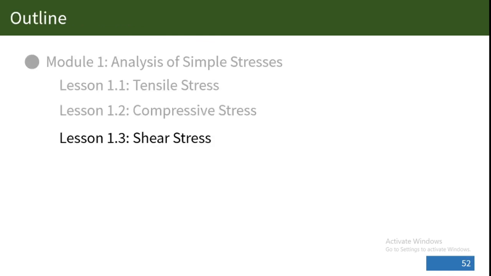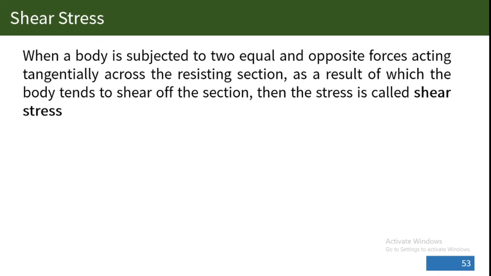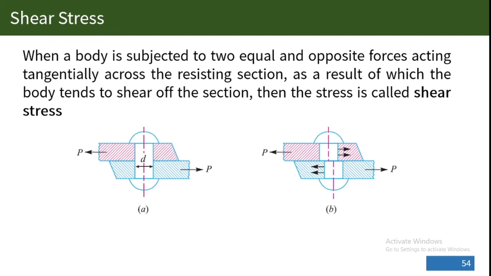Alright, let's proceed with shear stress. Okay, so shear stress: when a body is subjected to two equal and opposite forces acting tangentially across the existing section, as a result of which the body tends to shear off. Okay, so let's first take a look at this figure. Right. So we have two equal and opposite forces. First, let's take a look at figure A.